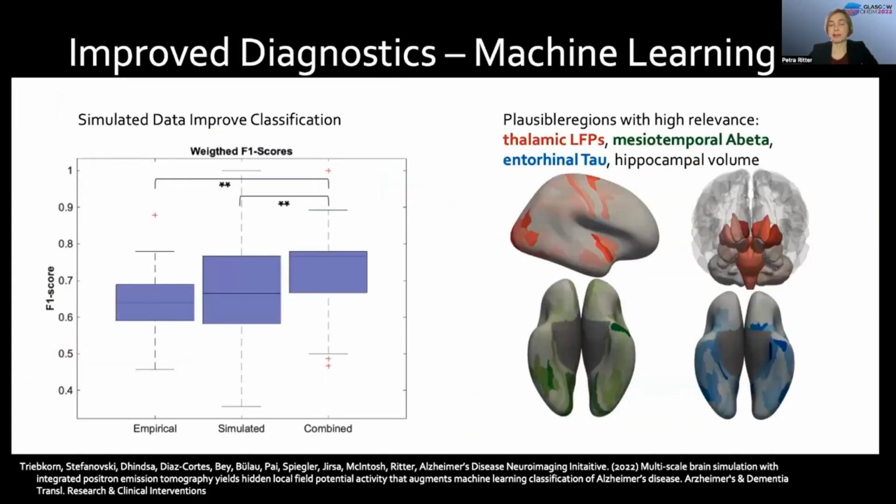Here on the left side, it is shown how adding the simulation-inferred features to the feature space increases the precision of classification between disease groups. Interestingly, the relevant features are the simulated alpha band activities in the thalamus, occipital lobe, and in the dorsal stream.